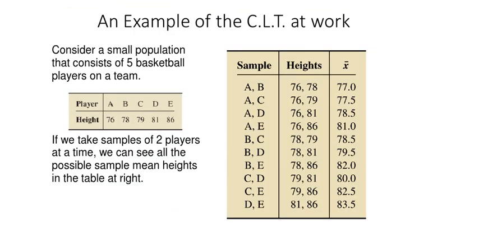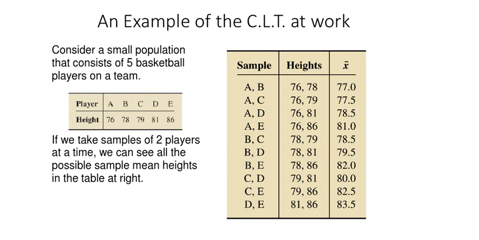Let's say that I have a ridiculously small population of 5 basketball players on a team. So this is the population. Although it's a very small population, probably unrealistic that we would only have a population of size 5, let's use this as an example of what this central limit theorem means. So in my population of 5 basketball players, I'm going to take them 2 at a time. And I'm going to see what the possible heights of each of these size 2 samples are.